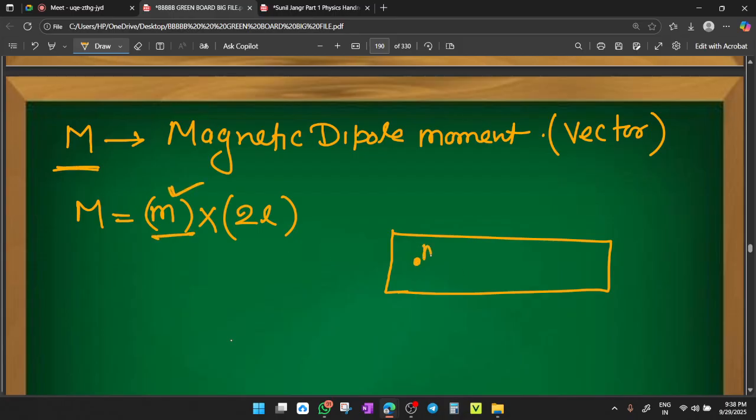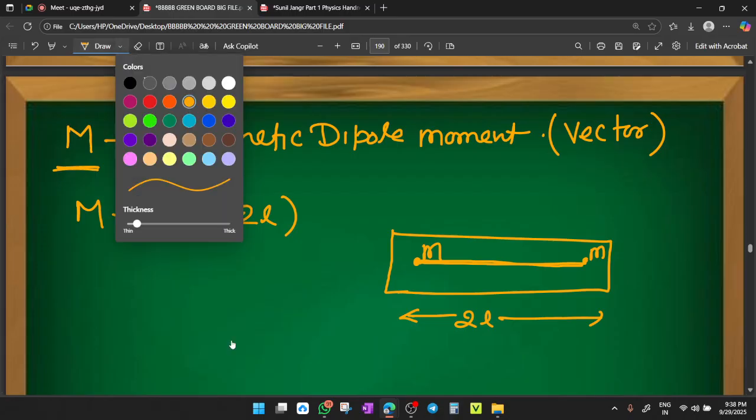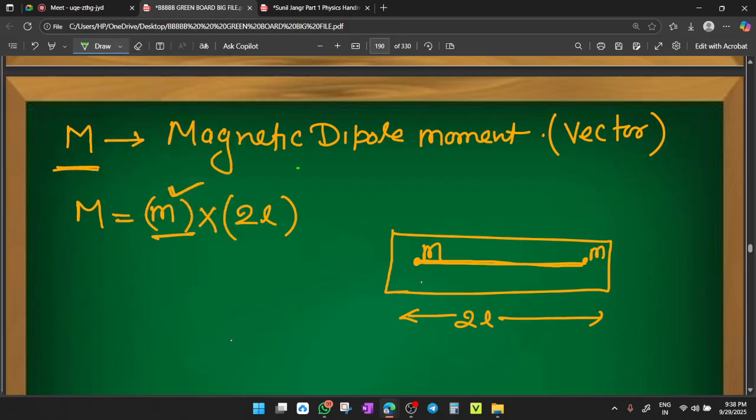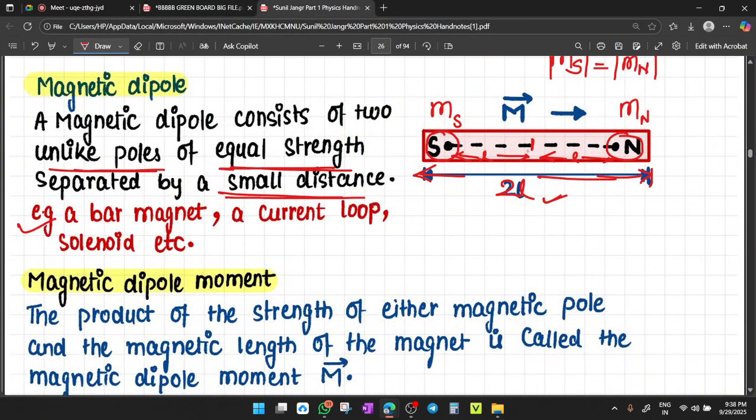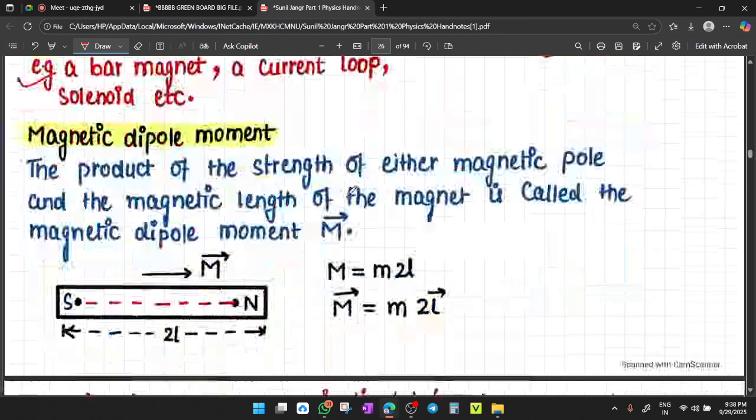As both the poles are equal in magnitude, you can select any pole strength m, because both will give m, and the distance between these two poles is the effective length, which will be considered as 2l. Very important, the direction of the magnetic dipole moment: if this is north and this is south, the direction is from south to north. Clear?